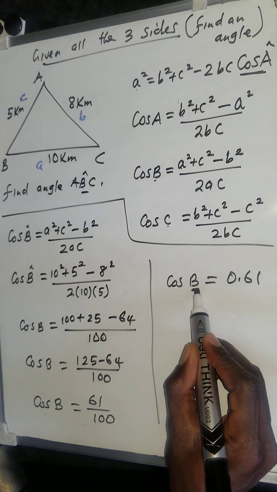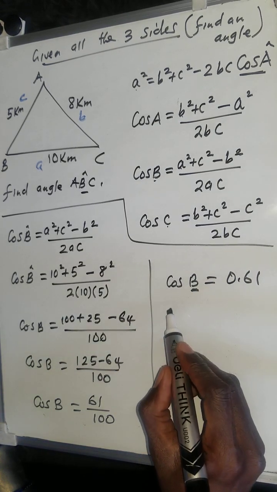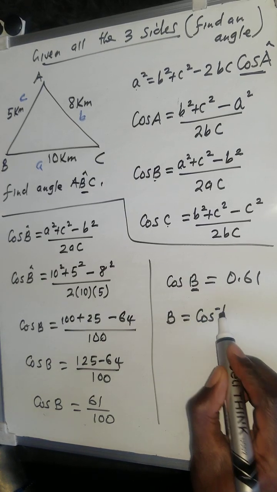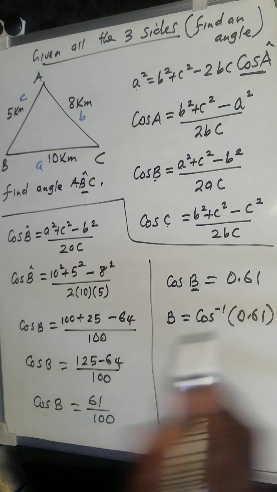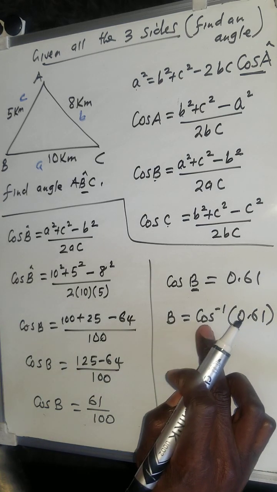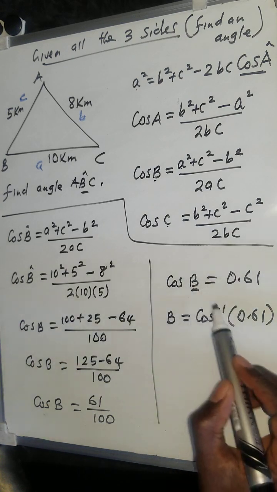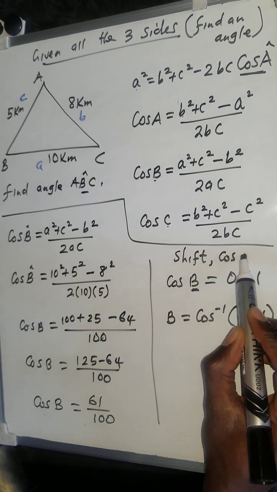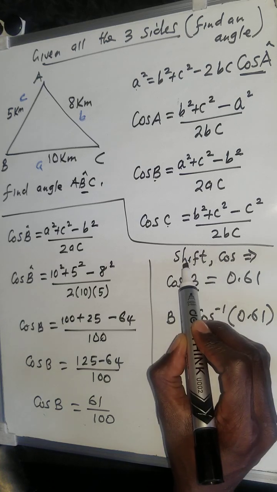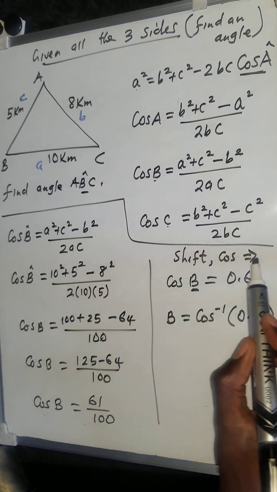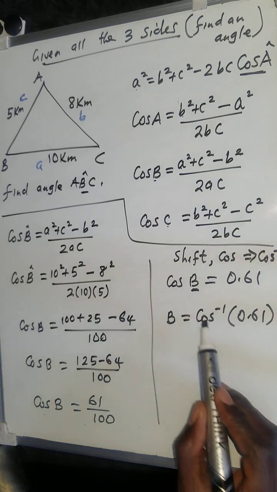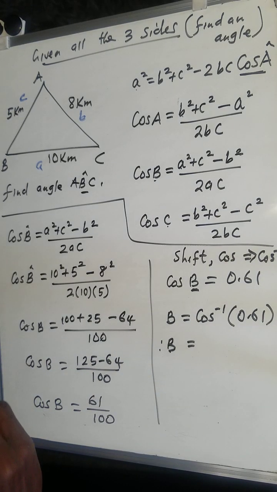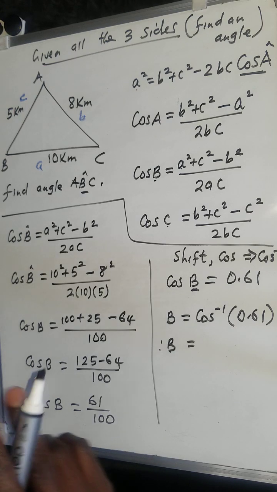So how do I find that angle B that they want? Angle B, you find the inverse now, so it will be cos inverse of 0.61. On a calculator, if you want to type cos inverse, you press shift, then followed by cos. If you are using a Sharp calculator, shift and cos will give you the second function, which is cos inverse. So cos inverse of 0.61, what will that give you?